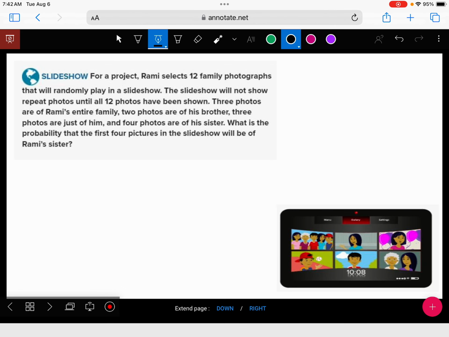So our first one here is that we've got Rami selecting 12 family photographs that are going to play in a slideshow. The slideshow doesn't repeat until all 12 go through, so no repeats. 3 photos are of the entire family, 2 photos are of his brother, 3 photos are him, 4 photos are his sister. We want to know how many different combinations there are where his sister's going to be in front.